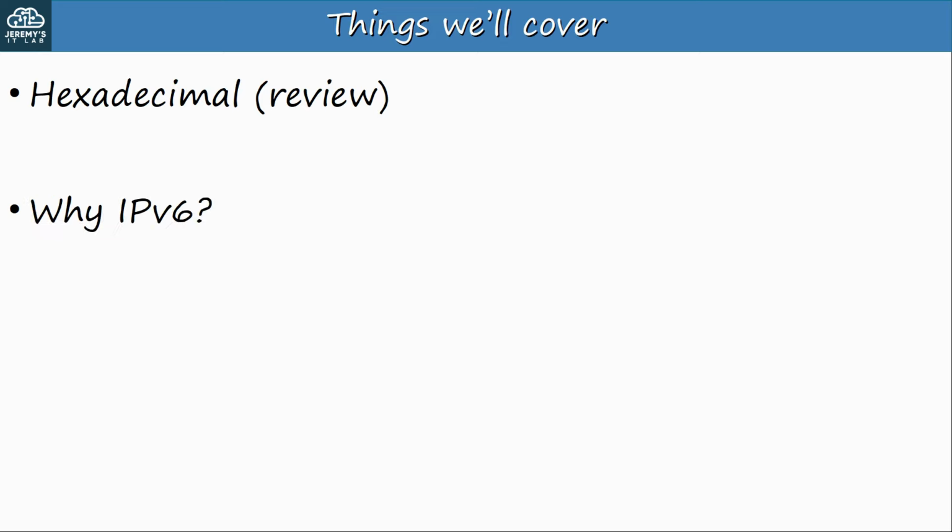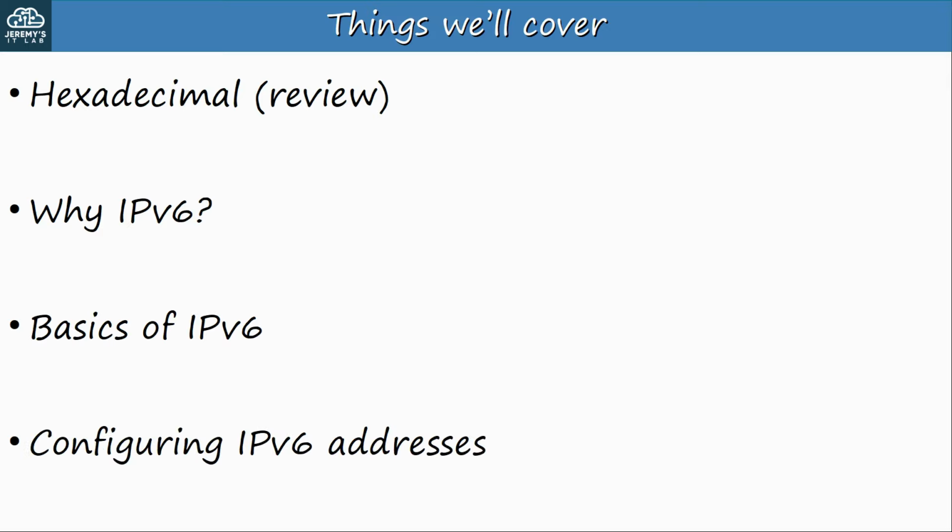Here's what we'll cover in this video. First, let's review hexadecimal. I told you about hexadecimal when we covered MAC addresses, but let's make sure you really understand hexadecimal because IPv6 addresses are written in hexadecimal too. Then I'll give an overview of why IPv6 is necessary, why we are starting to move away from IPv4. I'll give you a basic overview of IPv6, specifically IPv6 addresses. Finally, I'll show you how to configure IPv6 addresses on Cisco devices.